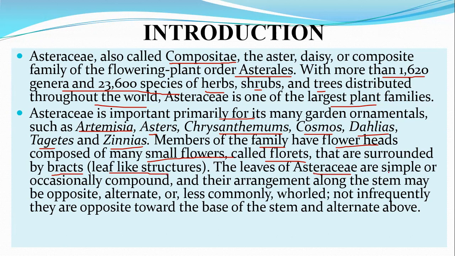The leaves of Asteraceae are simple. Only one leaf is attached at each node. Occasionally compound leaves. Their arrangement is alternate. Opposite is rare. Whorled phyllotaxy is also rare. Not infrequently, they are opposite towards the base of the stem and alternate above.